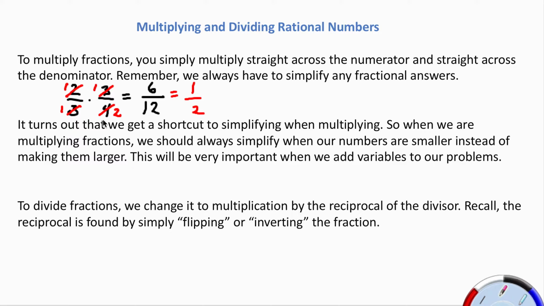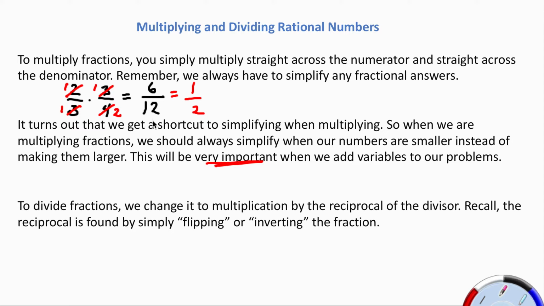Okay, so it turns out that when we're multiplying fractions, we should always simplify our numbers inside the problem. It's always easier to make your numbers smaller instead of bigger, right? Because we have to simplify. This is going to be really important when we add variables to our problems. Okay, and it's really important if we have numbers bigger than 3s and 4s and 6s.